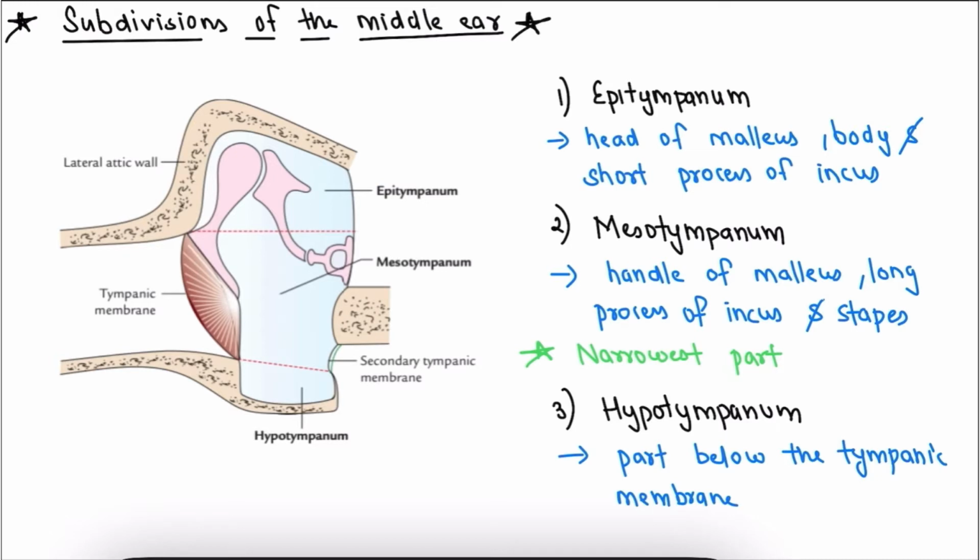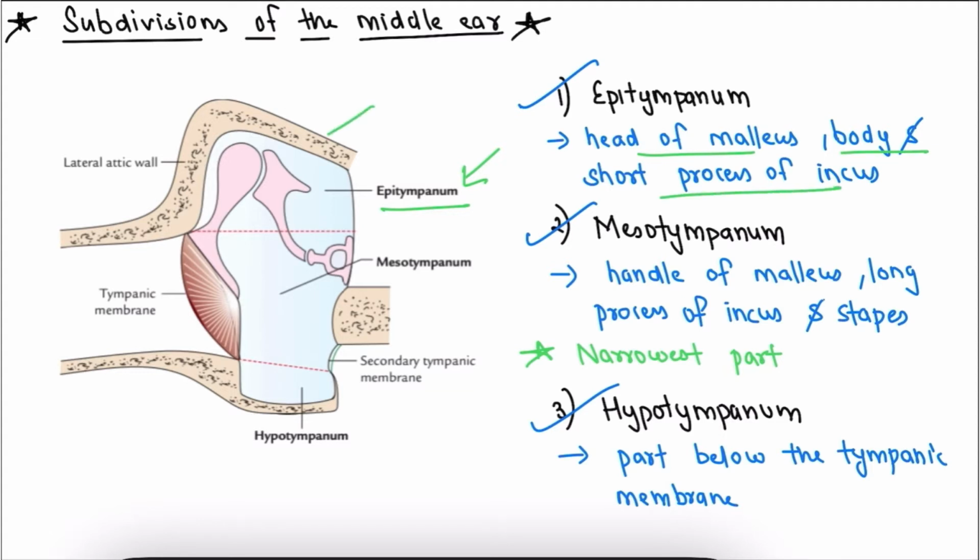Now coming to the subdivision of the middle ear. In subdivisions of the middle ear, we have the epitympanum, mesotympanum and hypotympanum. The epitympanum is present above the tympanic membrane. As you can clearly see in this image that the epitympanum is present above the tympanic membrane, and in epitympanum we have the head of malleus, body and short process of incus.